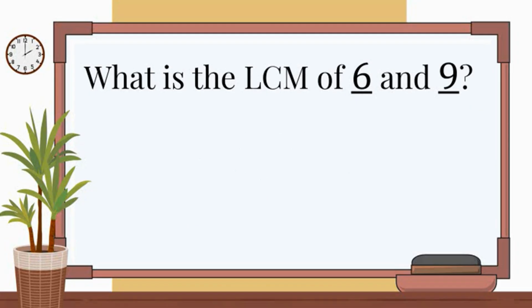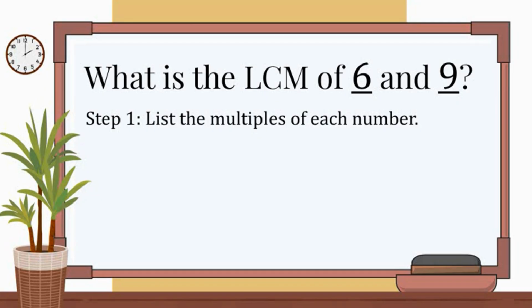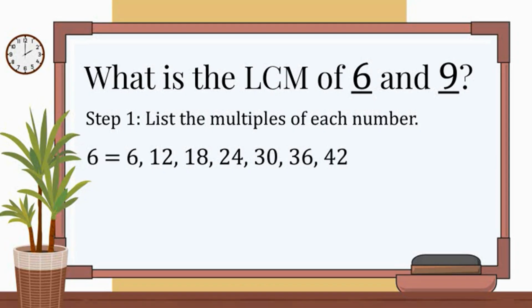Let's find the LCM of 6 and 9. The first step is to list the multiples of each number. We will start with multiples of 6. The multiples of 6 are 6, 12, 18, 24, 30, 36, 42, 48, 54, and 60. Multiples can go on forever, but we will stop there.